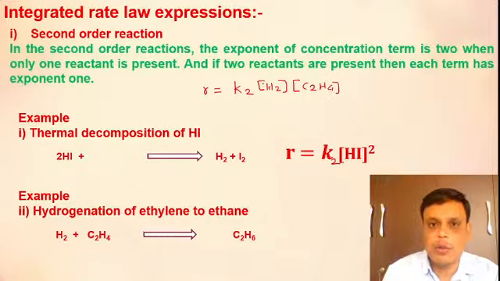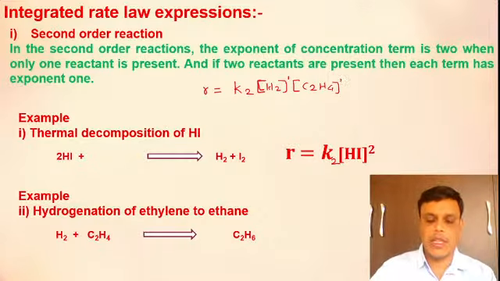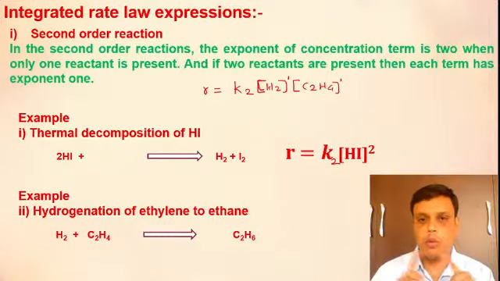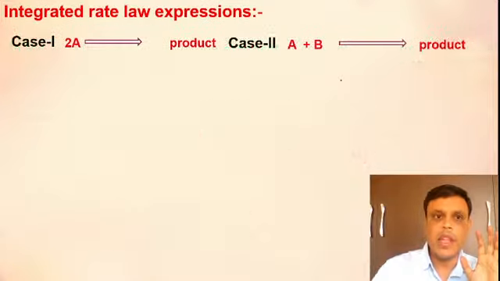So there are two terms, and each term has an exponent, here 1 and here 1. So two cases are there. Please remember this, and we have to find the integrated rate law expression for both cases, which we will see. Okay, so let us start with the cases first.